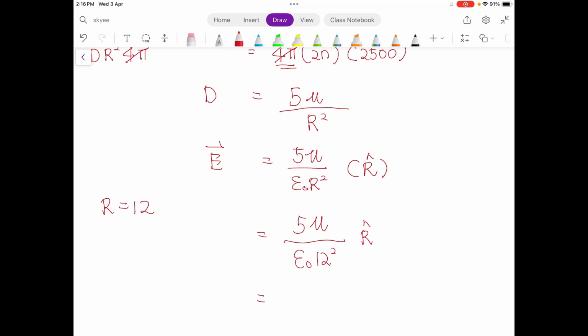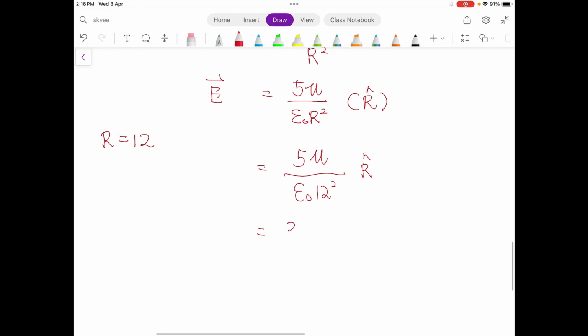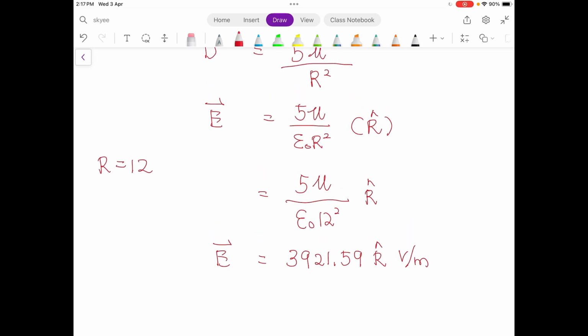So you get 3921.59. This is the direction, volt per meter. So this one will be the electric field when the R is 12. Alright.